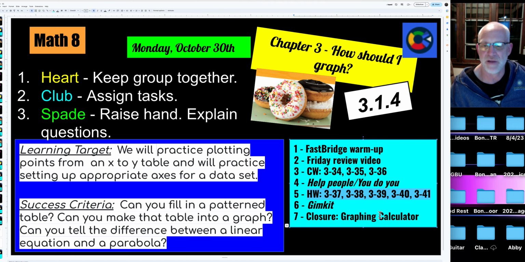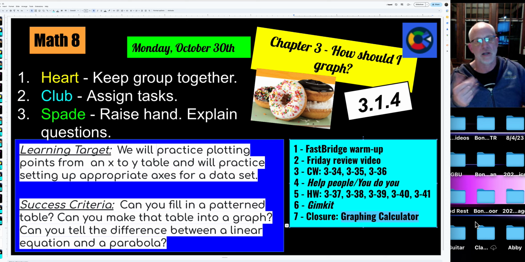Based on how much time we have left, we could work on these. We could go to Gimkit and do some math review, or if it's time for a closure, we could talk about graphing calculator. That's Monday, October 30th.